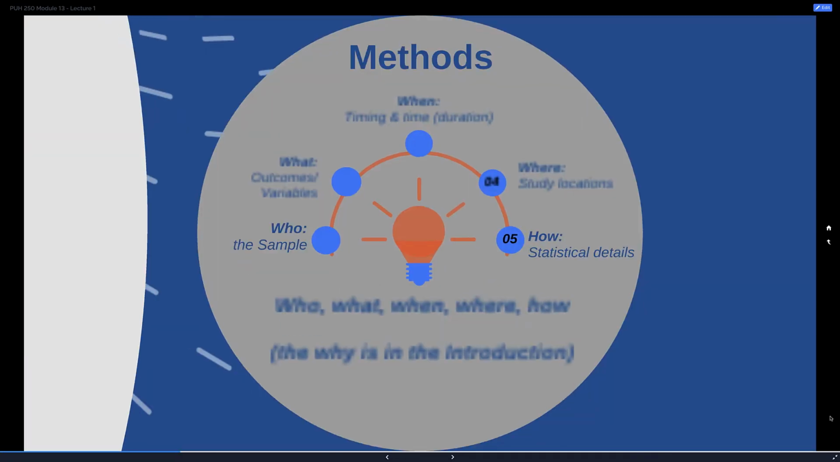If you go from there to the methods section in a paper, this is where you get to the sort of 5 W's, the who, what, when, where, why, and how. Well, the why will be covered in the introduction of the paper. The methods section of every paper will look at the who, so what is your sample, how did you get it, where did it come from? The what are the outcomes and variables being collected? The when, what is the timing and duration? The where, what are the study locations? The how, the statistical details.